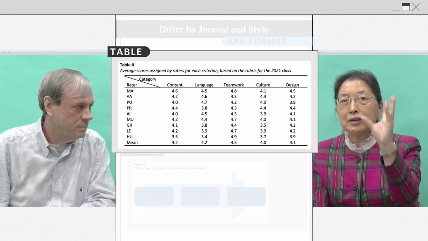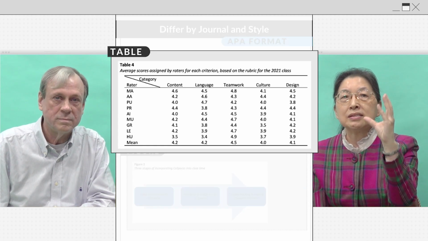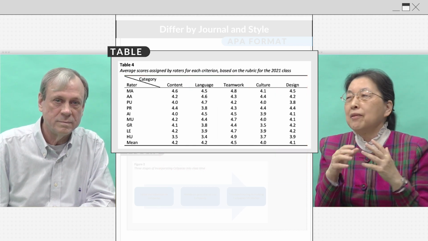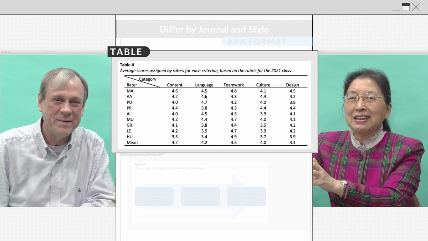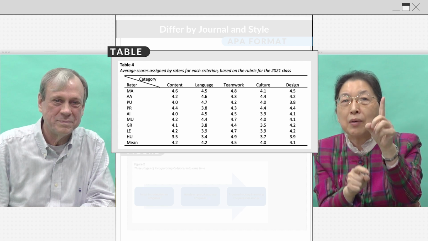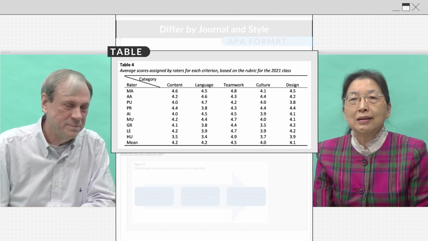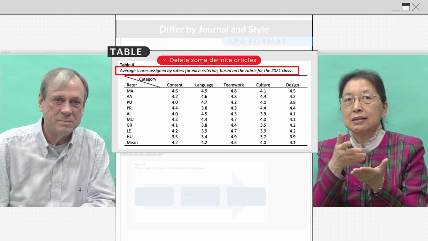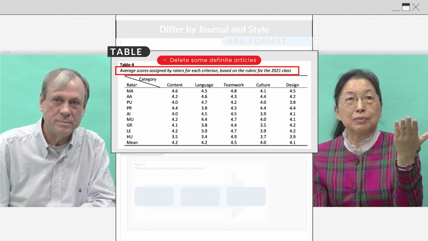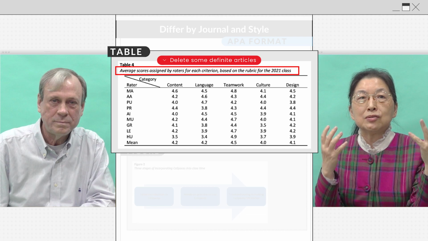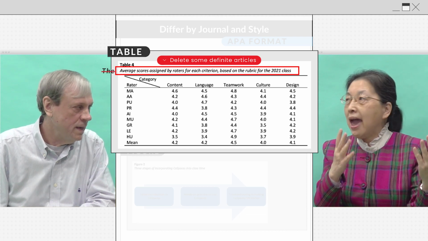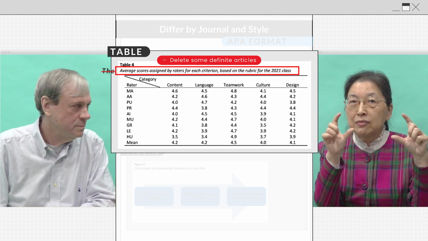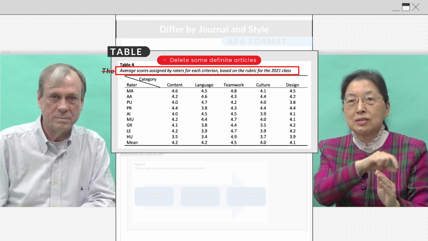For example, in the first column of table 4, you can see such and such. The second column, the third column, and so on. So we are very friendly. We need to hold the reader's hand to show them where to look for the information. And also, when we do the captions, many times we have to delete some definite articles. So for example, table 4, average scores instead of the average scores. So that's how captions or titles are different when it's written that way versus in a text.